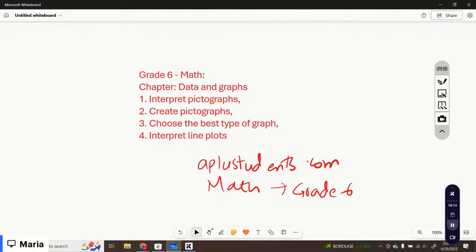We need to start with the chapter data and graphs. The lessons we are going to cover today are interpret pictographs, create pictographs, choose the best type of graph, and interpret line graphs. So please make sure you have your notebook and pencil so that you can note down the important examples and definitions as well.